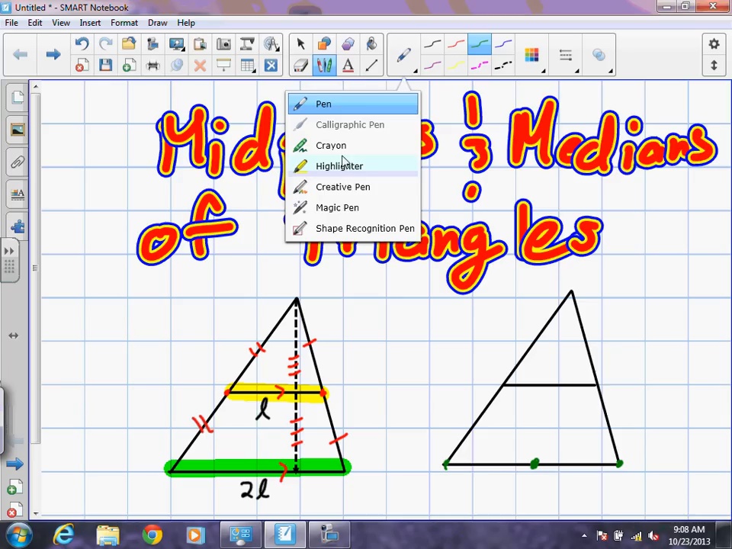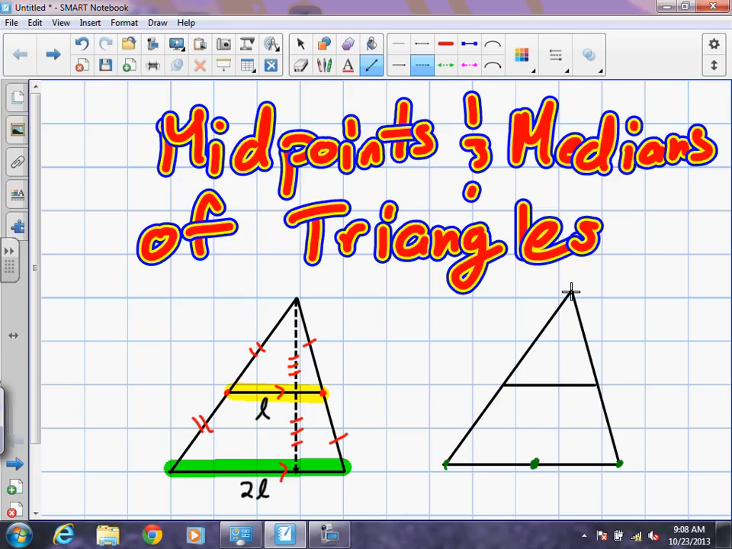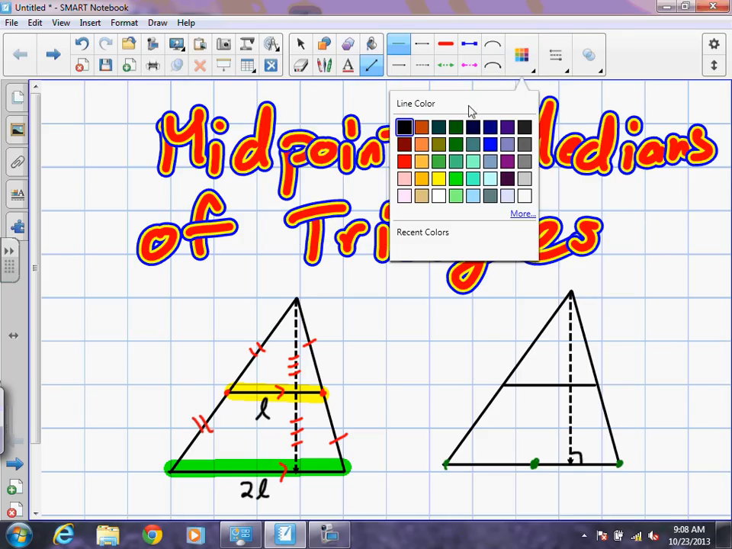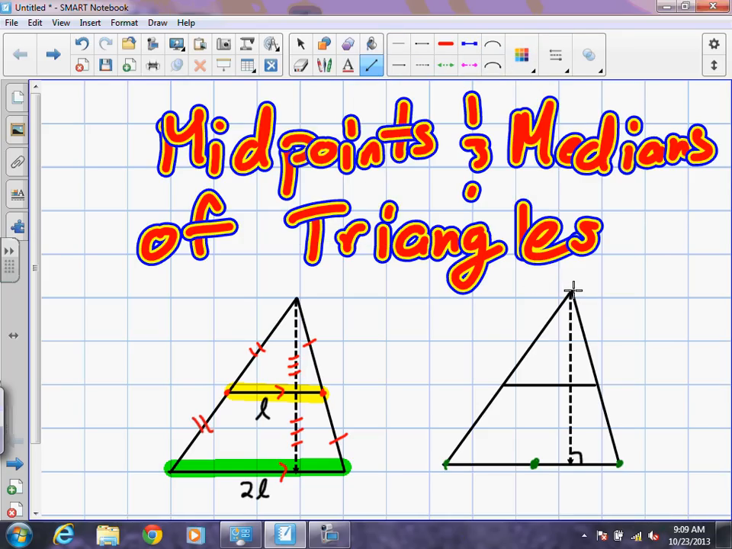What does perpendicular mean? If I'm drawing a line like this, what is perpendicular, the height to the base? What angle relationship is here at the bottom if it's perpendicular? Yeah, it forms a 90-degree angle. A median is a line, we'll color it a little different, that goes from the opposite point to the midpoint of the opposite line. So in other words, that's our base to the tip.